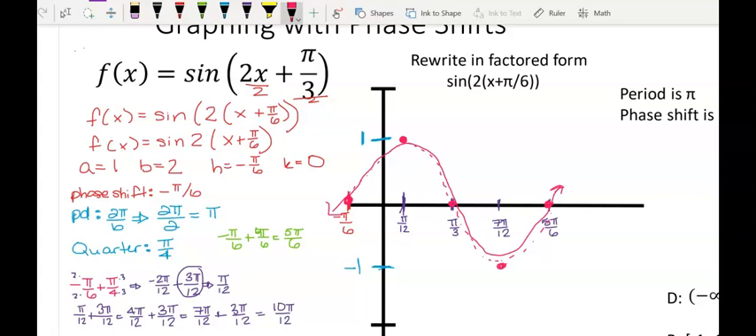So as you can see, phase shift can make things really complicated. There's a lot going on. There's a lot of fractions involved, and you have to pay attention. And if you mess up on one, you're probably messing up on more than one. So we have to take our time, we have to be careful, and we have to pay attention.